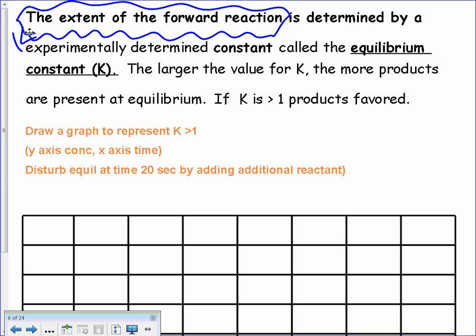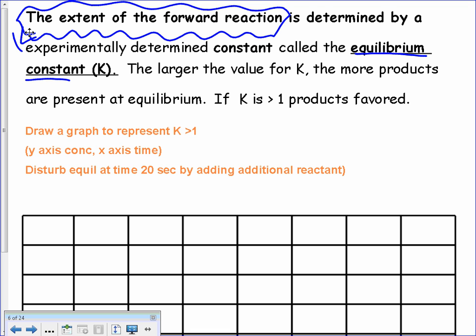So K is called the equilibrium constant. Yes. If it's an emergency, let me know. K is called the equilibrium constant. It does help us determine if products are favored or if they're not. So if the products are favored, the extent of the forward reaction is very, very, very large.